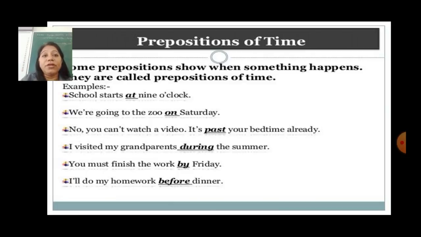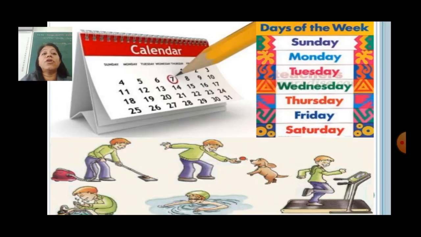For example, school starts at 9 o'clock. We are going to the zoo on Saturday. No, you can't watch a video. It's past your bedtime already. I visited my grandparents during the summer. You must finish the work by Friday. I will do my homework before dinner. So these are a few examples of prepositions of time.